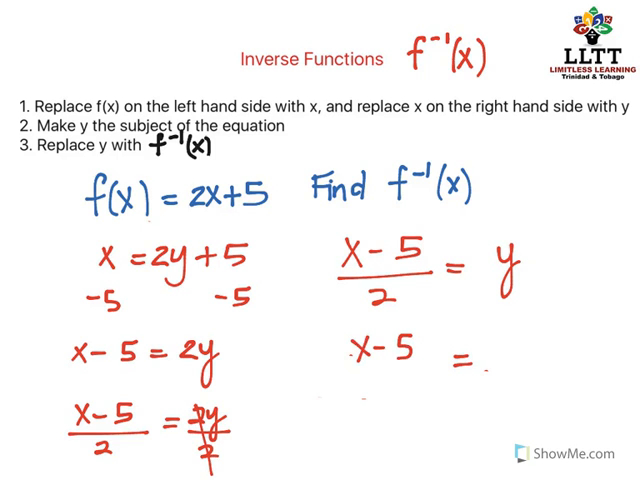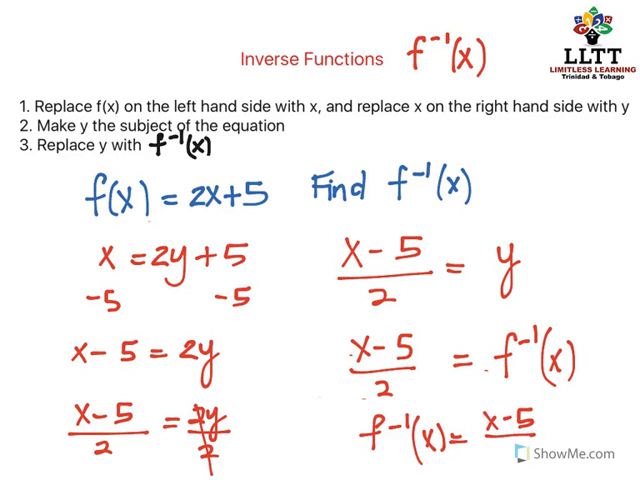And then my last step is I replace y with f inverse of x. So I get x minus 5 over 2 is equal to f inverse of x, as in you can write it f inverse of x is equal to x minus 5 over 2. Okay, so that was simple enough. Let's look at a more complex example.